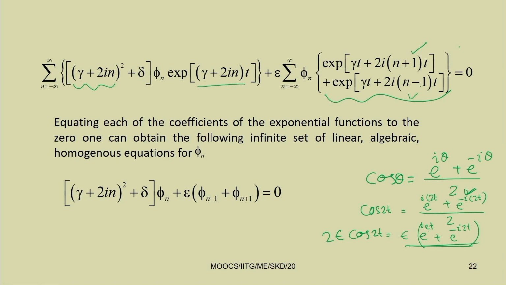Similarly, for this one we will get only one term, that is n, we have to replace it by n plus 1. So, that is why this becomes phi n plus 1. So, this is (gamma plus 2i n) whole square plus delta into phi n, plus epsilon into phi n minus 1 plus phi n plus 1, into e to the power (gamma plus 2i n) t equal to 0. As the exponential function cannot be 0, this must be equal to 0.